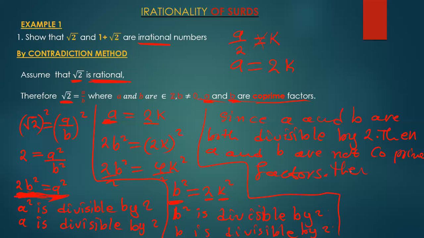Or you can just say hence the contradiction. When you write this, you say hence the contradiction, then you finally write to say therefore the root of 2 is not a rational number. It is what? It is an irrational number. Yeah. So this is what you do.